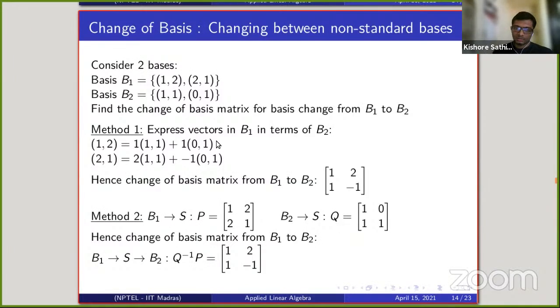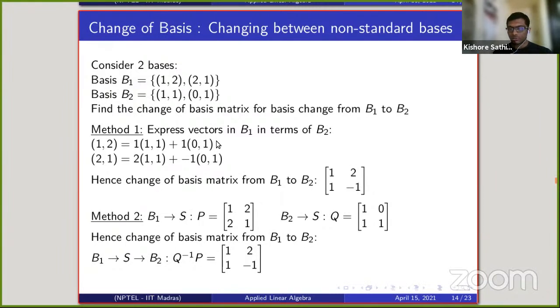The idea behind the second method is to convert to an intermediate basis, which is the standard basis. So we first convert from B1 to the standard basis, and then from the standard basis to B2. For B1 to the standard basis, we already know that for any non-standard basis, we take the vectors and put them as columns. So 1, 2 is the first vector, put that as the first column. 2, 1 is the second vector, put it as the second column. Similarly, you do that for B2 as well. For B2, the first vector is 1, 1, put that as the first column.